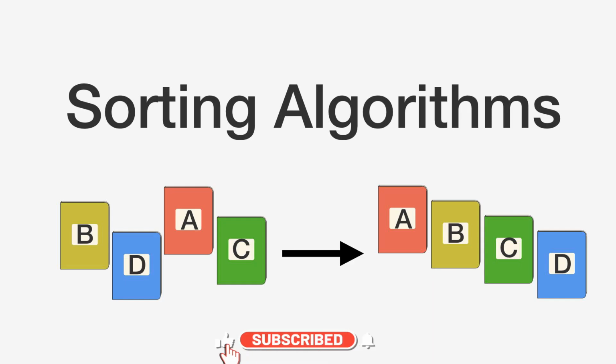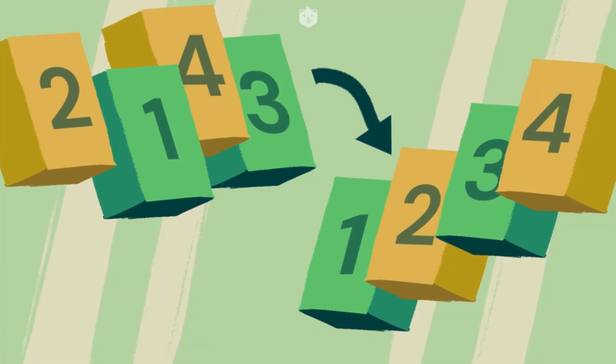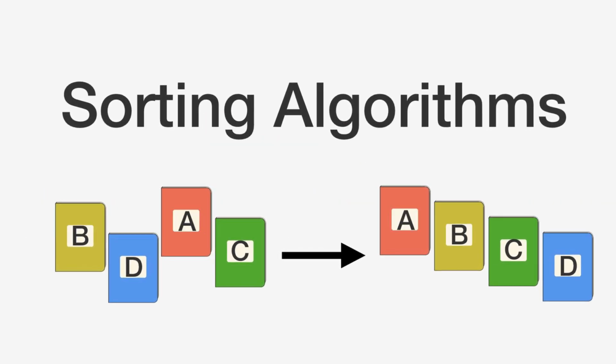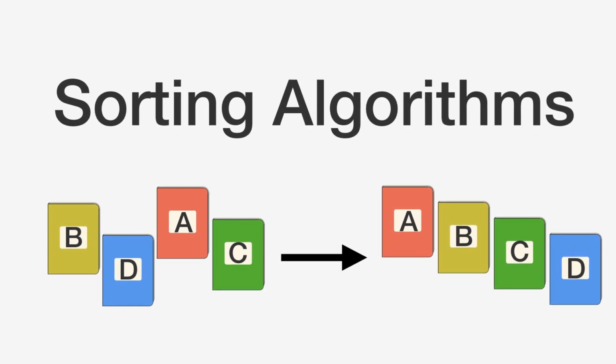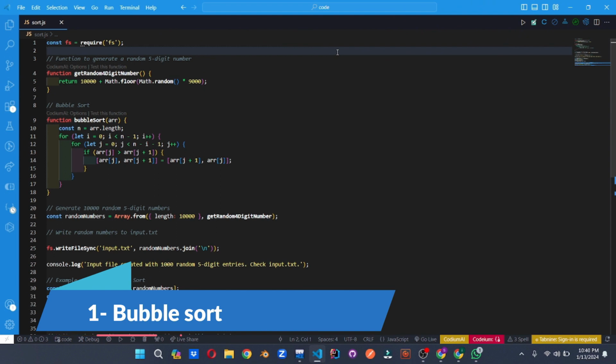Hey there, fellow coders. Sorting algorithms are like the rock stars of computer science. Get ready for a journey where we'll explore and code the top 10 sorting algorithms in 3 different languages: JavaScript, Python, and C++. On number 1, we have bubble sort.